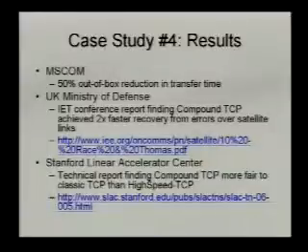We have also done some engagements with the UK MOD and the Stanford Linear Accelerator Center to understand the behavior of this algorithm and its fairness to other TCPs. So we have further confirmation that it recovers faster, and we also have evidence that it's actually more fair than high-speed TCP and a number of other algorithms. This is an area where we're continuing to do research.